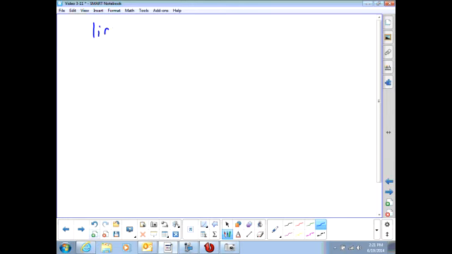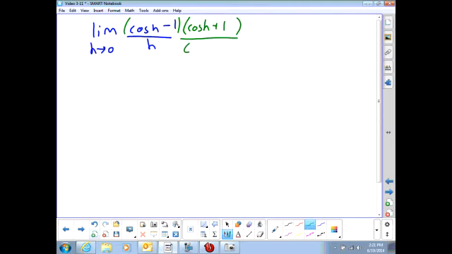So we'll have the limit as h approaches 0 of cos h minus 1 over h. And what we'll do is we'll multiply top and bottom by the conjugate. So we'll have cos h plus 1 over cos h plus 1. When we FOIL out the numerator, we'll get cos squared h minus 1 over h times cos h plus 1.